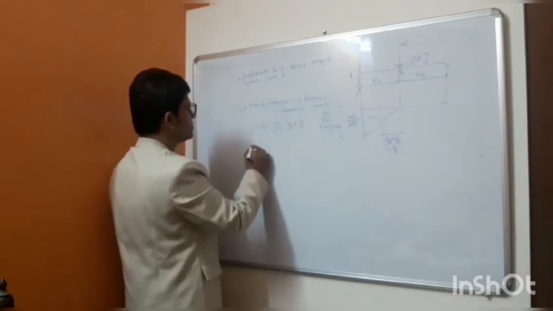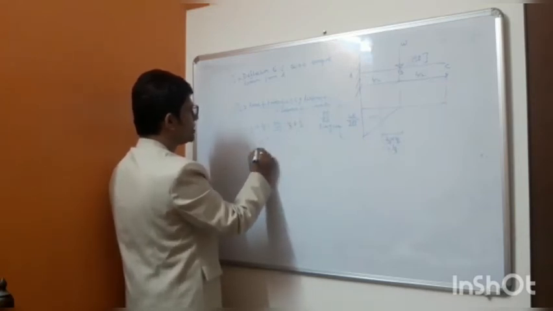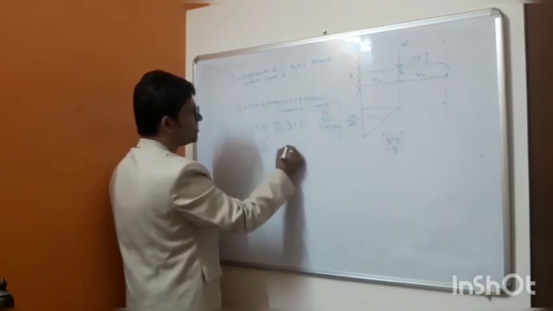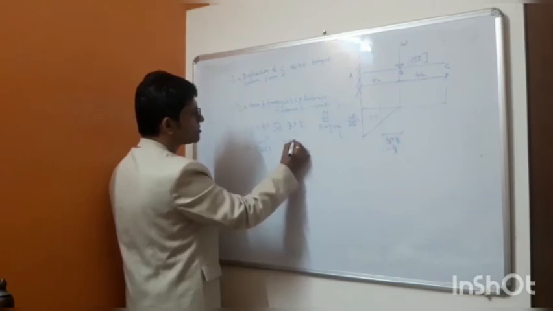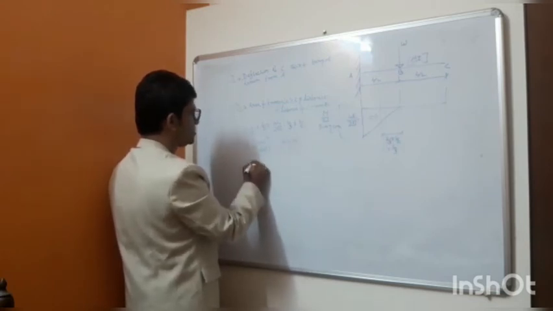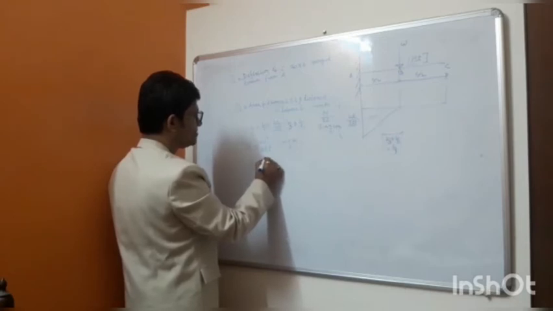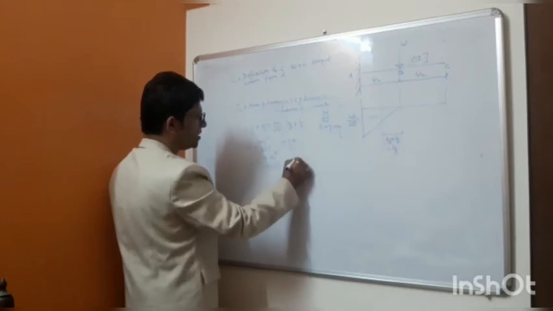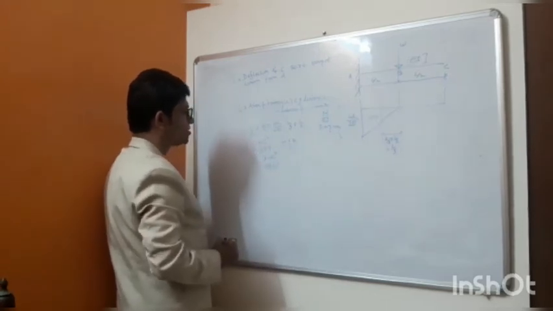by 2. This is equal to WL square by 8EI, and this is 2L plus 3L, which is equal to 5WL cube by 48 EI. A downward arrow shows the negative sign.